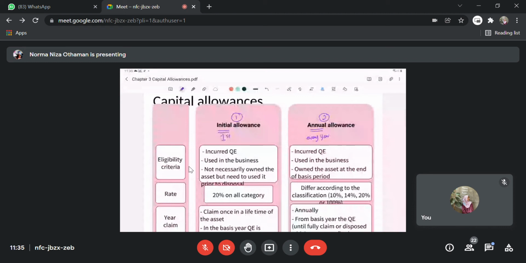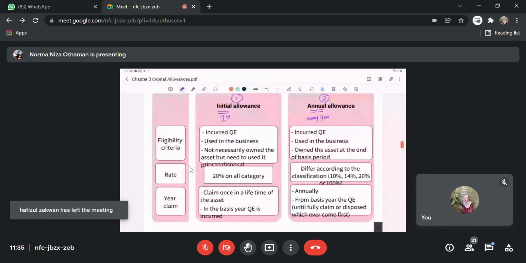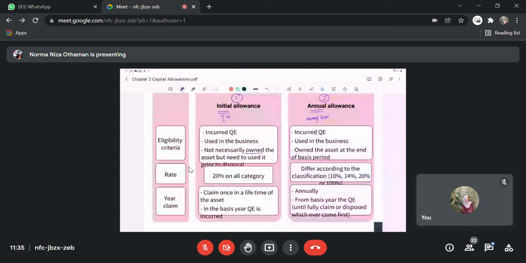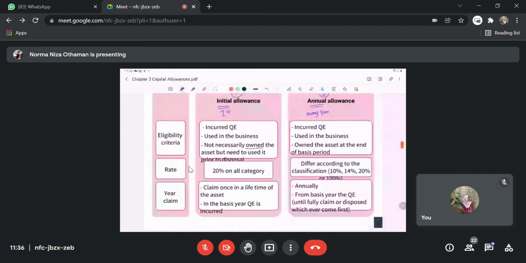Tadi dah kira QPE, so dua jenis capital allowances yang kita boleh tolak dia adalah IA dan AA. So IA kat sini, kalau you all tengok dia kata incurred the qualifying use for the business, not necessarily owner but need to use it. Okay, so kat sini kalau dia bukan owner pun tapi dia adalah the user, contohnya dia sewa mesin tersebut, dia gunakan mesin tersebut pun dia boleh claim capital allowances.